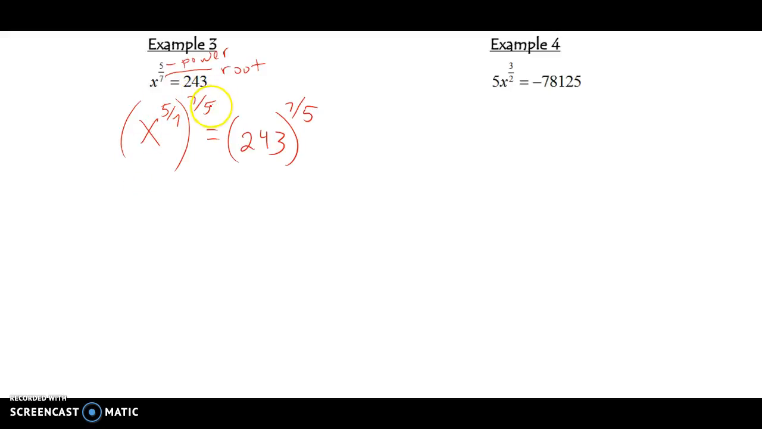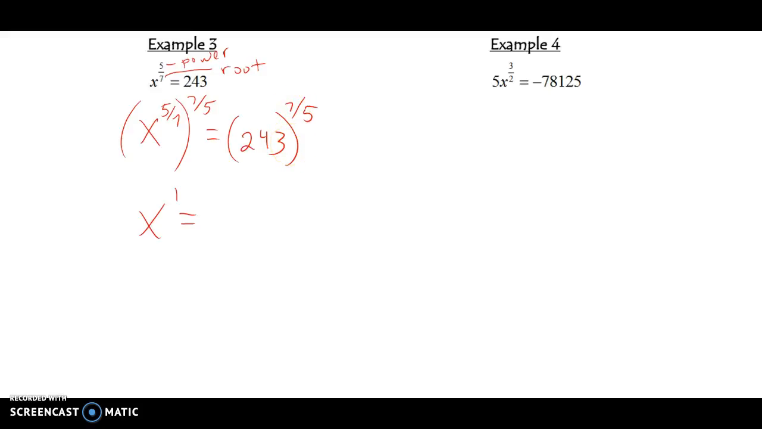So we're raising it to the power of 7/5 because rules of exponents, when we have a power of a power, we multiply those. Any number times the reciprocal will give us x to the first, which is just x. Whatever we do to one side of the equation, we've got to do to the other. So our answer for x will be the 5th root of 243, and then that answer raised to the 7th power.